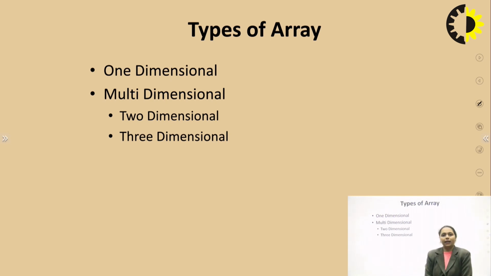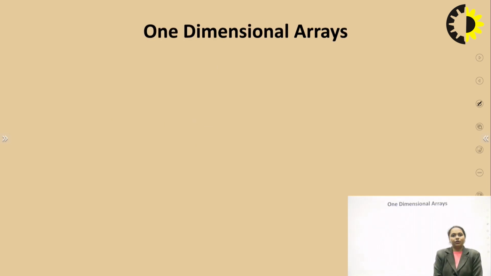Next we have types of array. In C we have two types. First is one-dimensional and second is multi-dimensional. In multi-dimensional, we basically focus on 2D and 3D arrays. So first of all, we should discuss the one-dimensional array.